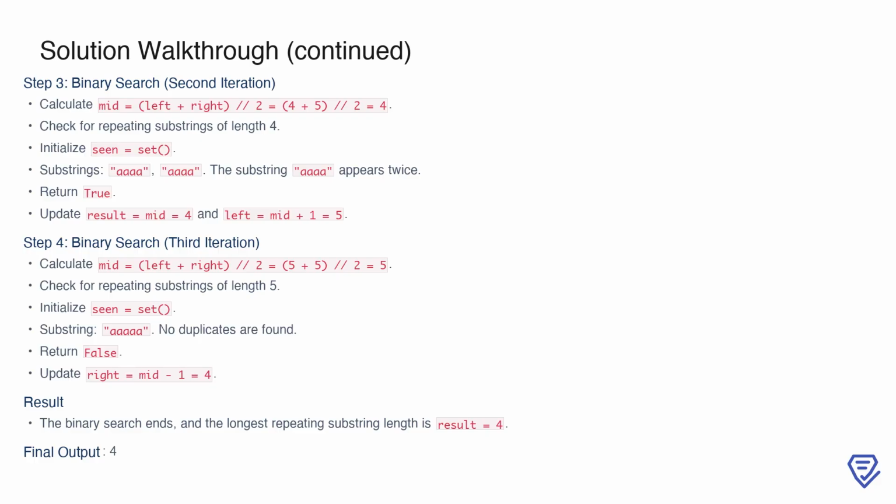In the final iteration, mid is recalculated as (left plus right) // 2, which gives 5. This time, we check for repeating substrings of length 5. The only substring is AAAA, and no duplicates are found, so the helper function returns false. We update right to mid minus 1, reducing it to 4. With right now less than left, the binary search terminates. The final value of result, which is 4, is returned as the longest repeating substring length.